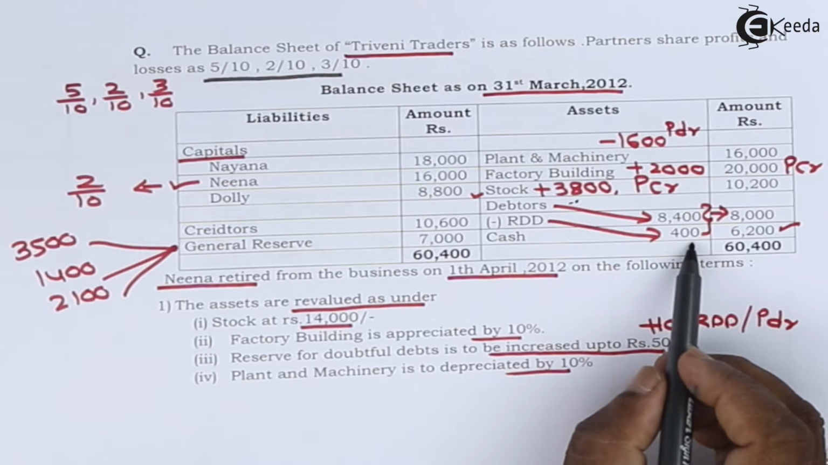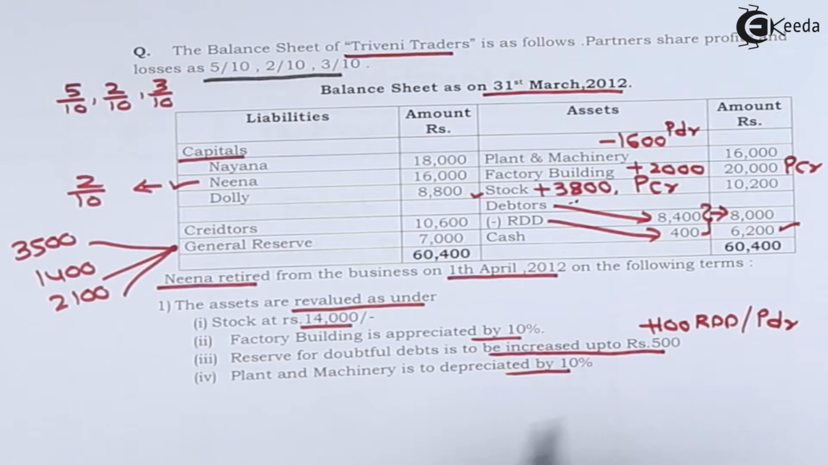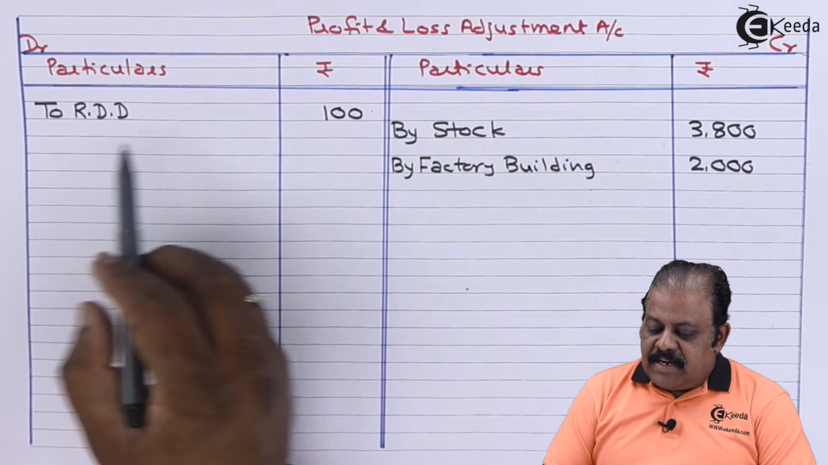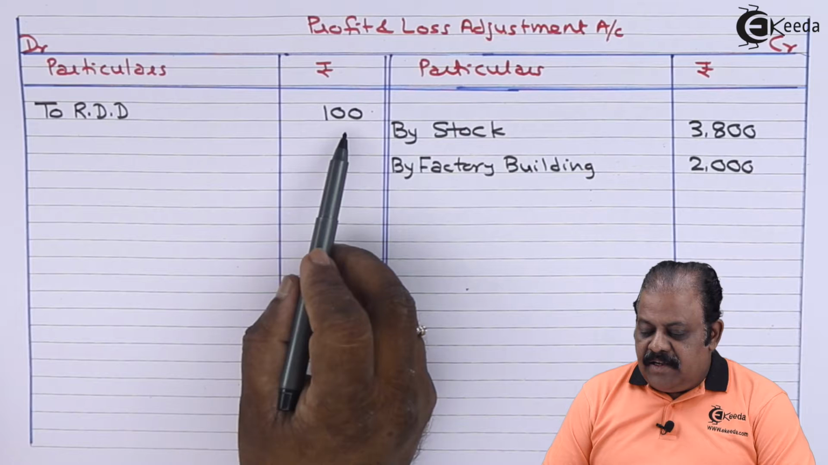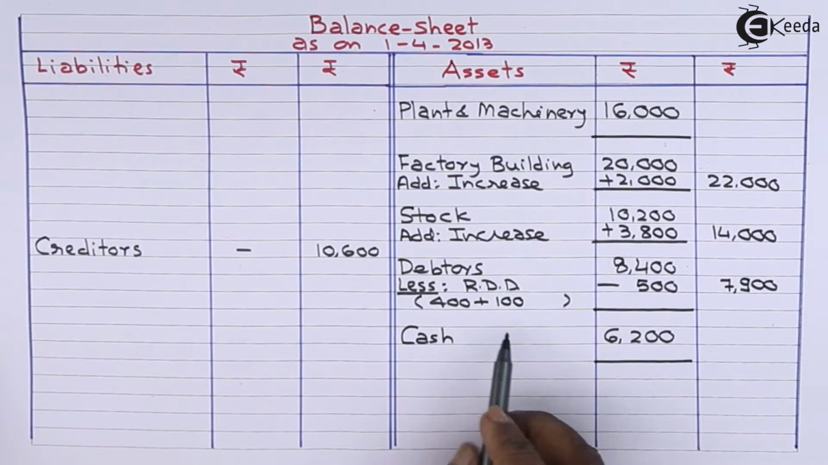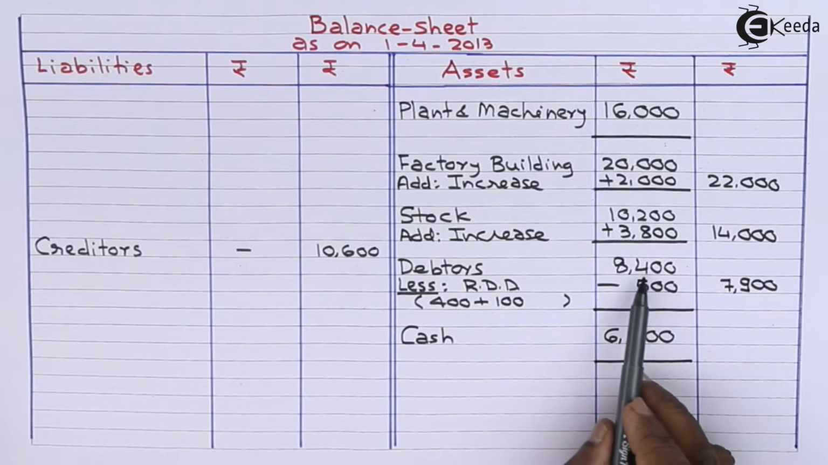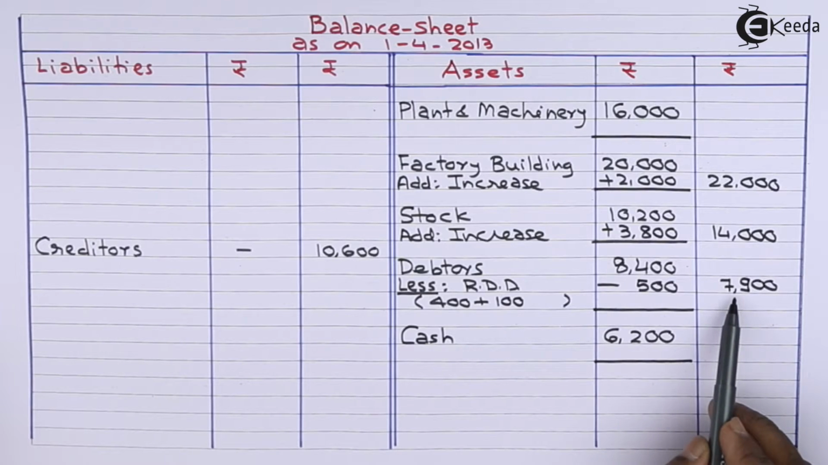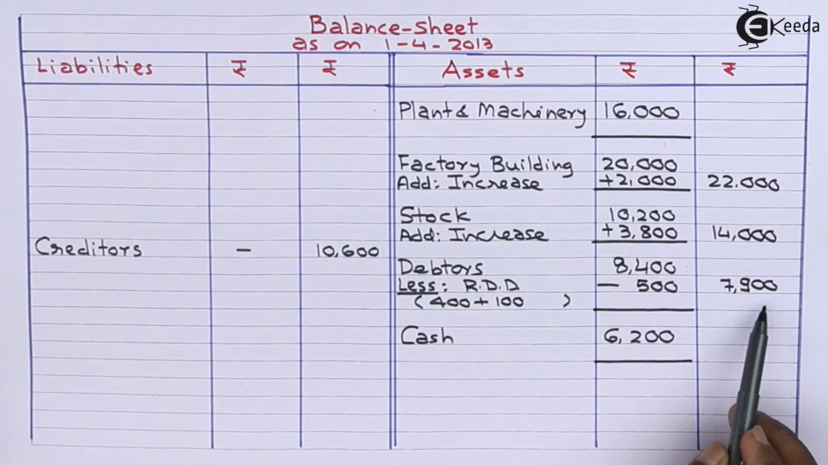Reserve for doubtful debt is to be increased up to 500. It is already given 400. So we are required to increase by rupees 100. This will have one effect: profit and loss adjustment account debit. And another effect, it will be added to RDD on the asset side below the debtors. Profit and loss adjustment account debit to RDD rupees 100. RDD 400 increased by 100 so that it will become 500. 8,400 minus 500, net debtors 7,900.